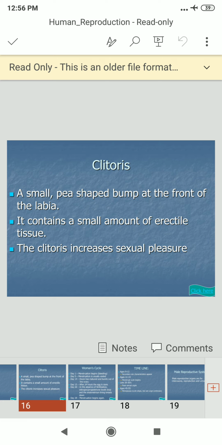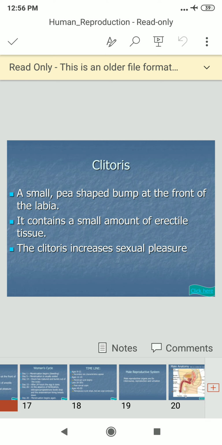The clitoris, if we look at it, is one of the small pea-shaped bumps at the front of the labia, and it contains a small amount of erectile tissue. The clitoris increases sexual pleasure during intercourse.